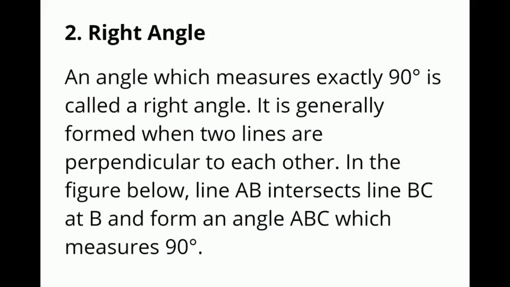Second is right angle. An angle which measures exactly 90 degrees is called a right angle. It is generally formed when two lines are perpendicular to each other. In the figure below, line AB intersects line BC at B and forms an angle ABC which measures 90 degrees.